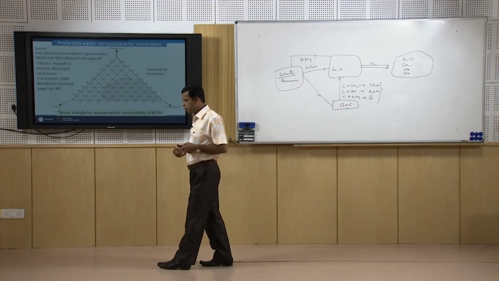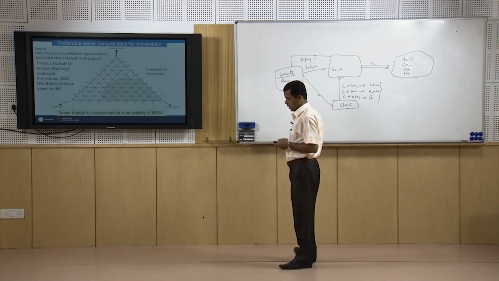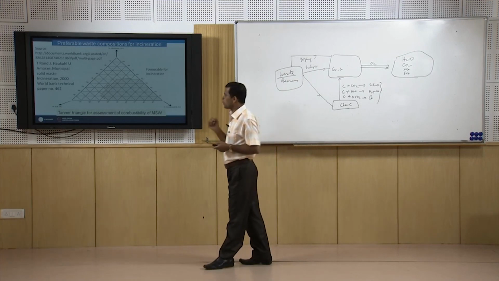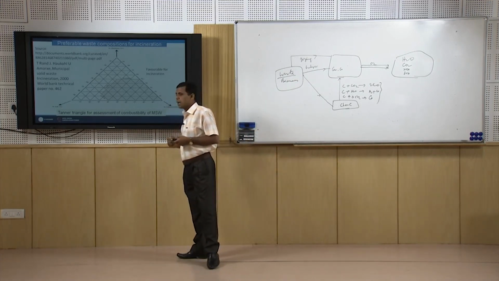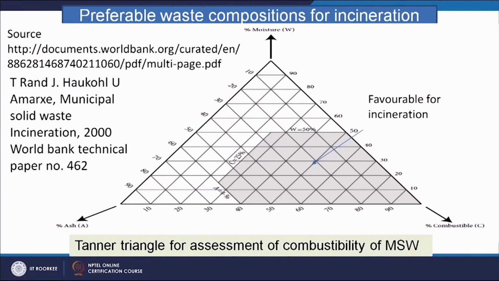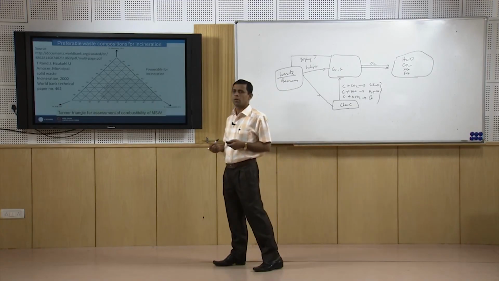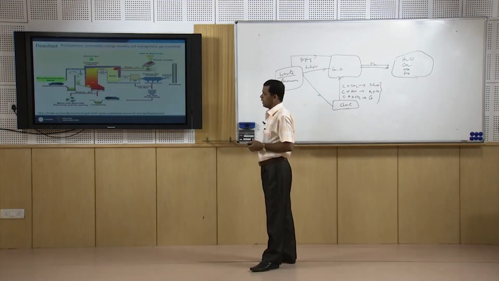Now, how can we select a solid waste for this incineration purpose? We can do it depending upon three properties. One is ash content, another is moisture content, and another is fixed carbon or carbon content. So, here this portion is basically suitable for incineration, and this is the Tanner triangle. This is used for the assessment of combustibility of municipal solid waste.